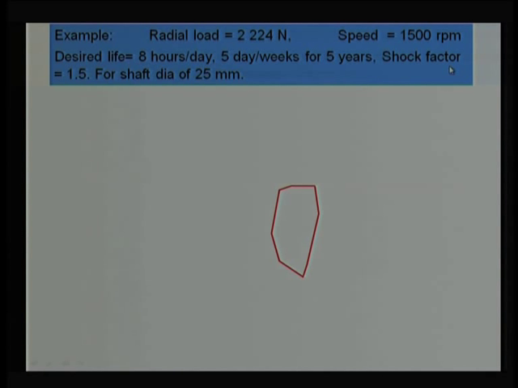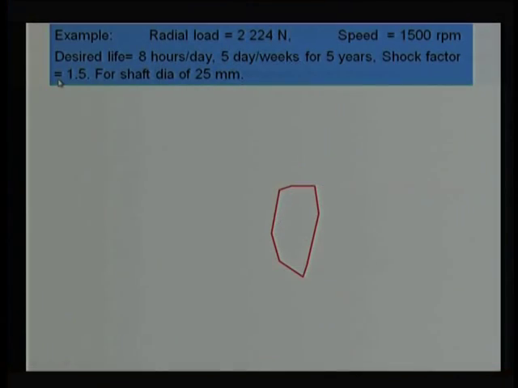There is a possibility of some shock loading, some transient loading in between. So we need to take a slightly larger factor for the shock loading, because that is going to cause slightly more fatigue failure, equivalent to 1.5. And we need to select a bearing for a shaft diameter of more than 25 mm. So we need to see the catalog available to us.